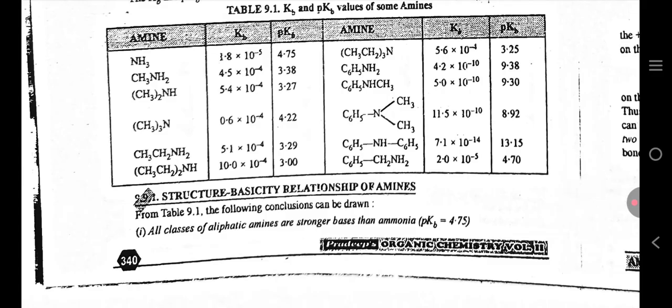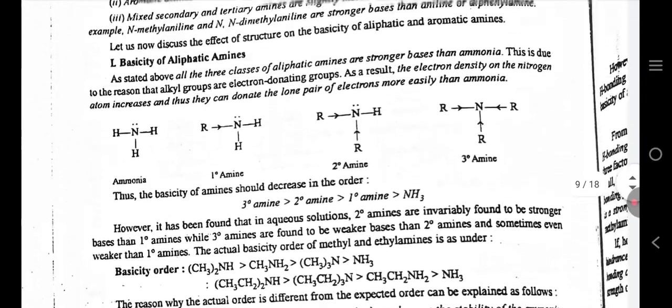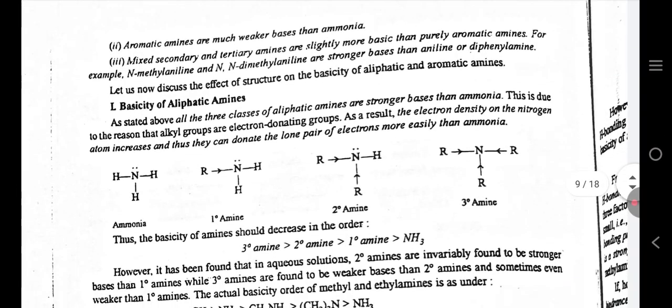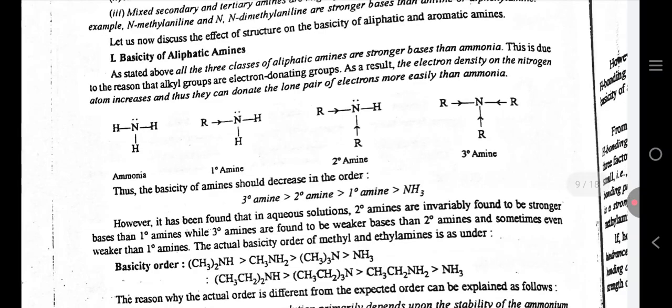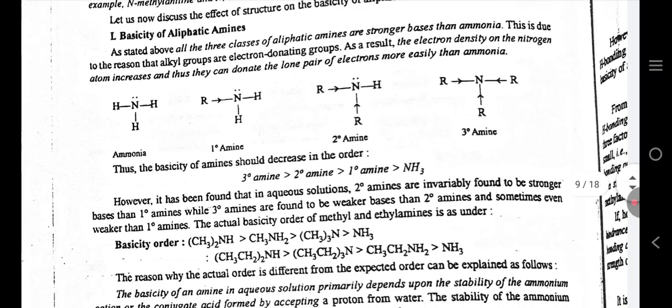Structure basicity relationship of amines. All classes of aliphatic amines are stronger bases than ammonia. Aromatic amines are much weaker bases than ammonia. Mixed secondary and tertiary amines are slightly more basic than purely aromatic amines. For example, N-methylaniline is a stronger base than aniline or diphenylamine. Let us now discuss the effect of structure on the basicity of aliphatic and aromatic amines.